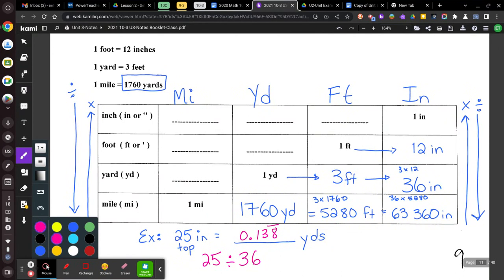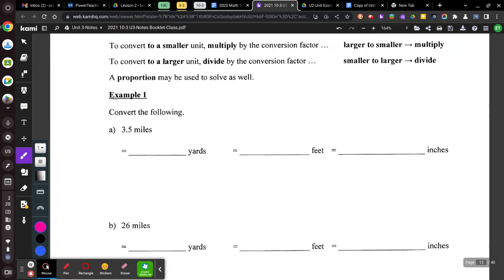All right, turn your page and we're going to do some of these categories here. So it says 3.5 miles. So it's giving us our starting number, and we're going to convert it to yards. Then we're going to take the same number, convert to feet, then the starting number, converting to inches. So for each one of these, I'm going to start with my 3.5. Now I see if I'm going up or down the chart.